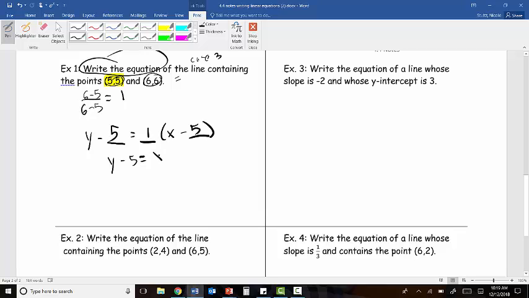1 times x is just x. 1 times -5 is -5. Now if I add 5 to both sides, they're both going to make 0. So I can just cross them both out. And my answer is y equals x.